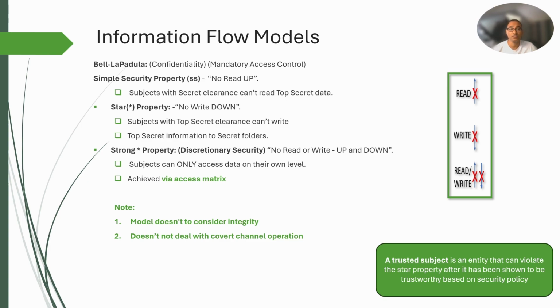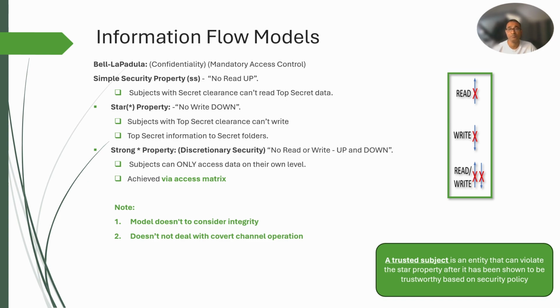The first one is called the simple security property, SS, which entails that there is no read up of the data for a given subject on a given object. That is to say, a subject with a secret clearance can't read top secret data. The idea here is that even if you have a higher level access to data, there will always be data above your access, which you should not read.